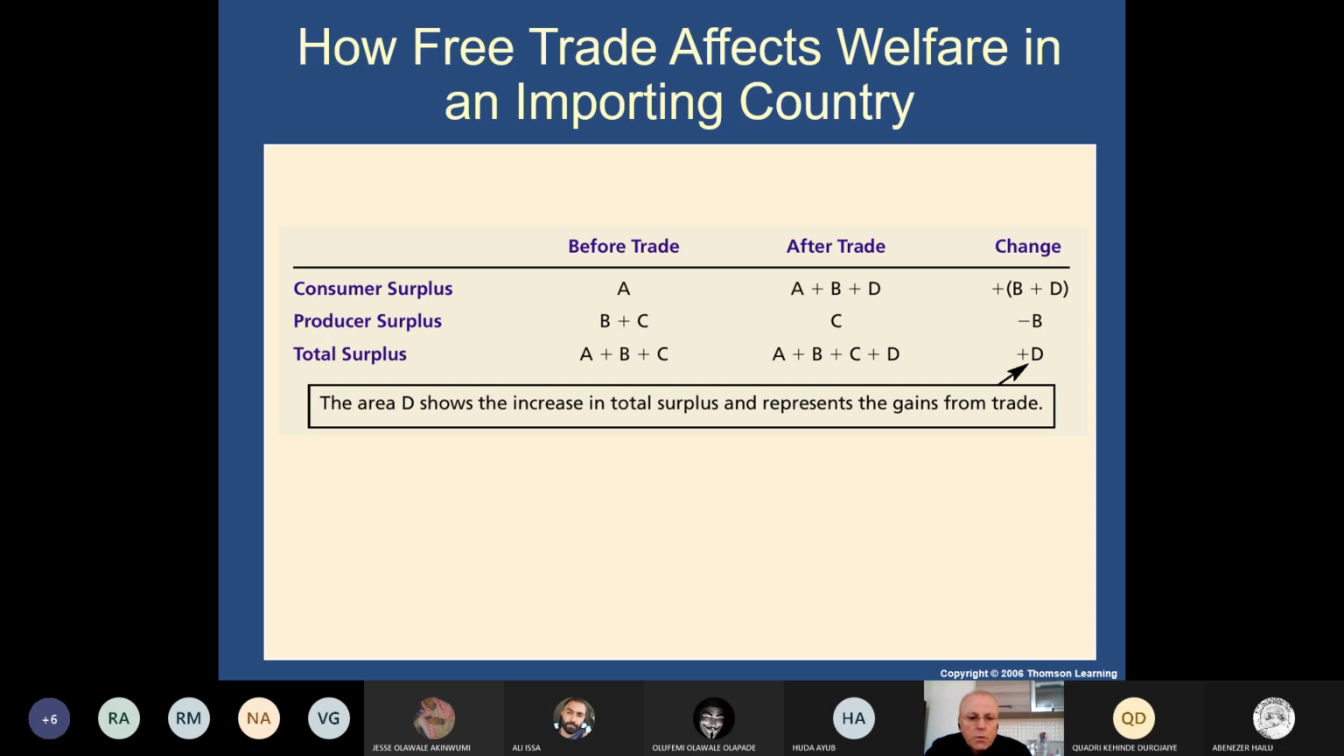And finally, when we are looking to the table, before trade, consumer surplus, it was A, and after trade, it is increased to A plus B plus D because the price is reduced here. And producer surplus, it was B plus C, and now it's going to be C only. And there is, of course, some reduction on the producer surplus, which is the B area is excluded from the producer surplus, and total surplus is supposed to be A plus B plus C before trade, and after trade is going to be A plus B plus C plus D, which is included results of this importable goods. The area D is contribution of the importable goods from the other economies.